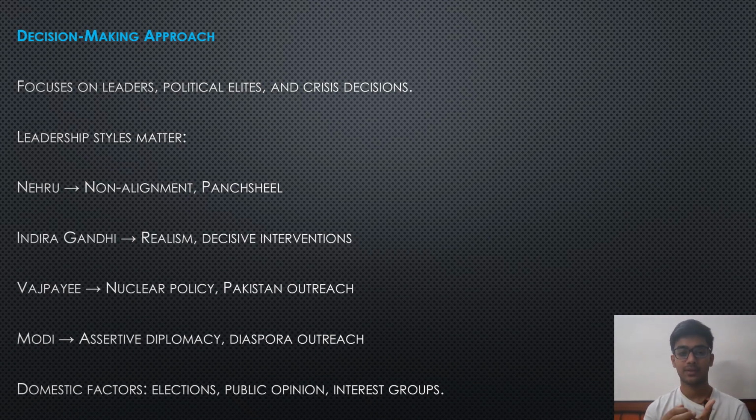If you see the current Prime Minister, PM Modi, his diplomacy is very assertive. So the way we handle the issue with Pakistan, it's very assertive. And there's a diaspora outreach. So this new kind of diplomacy where we give a lot of importance to the diaspora, we try to get them involved in India's developmental process. So we are involving our own people living outside the nation to make progress come within the country.